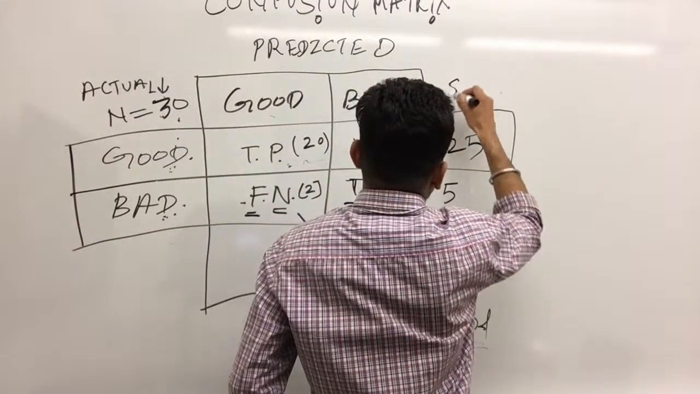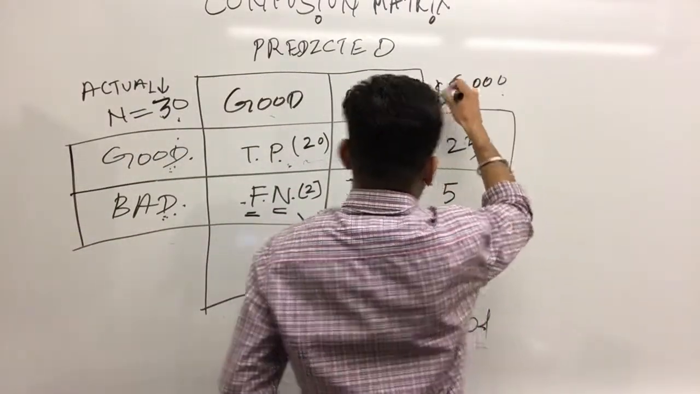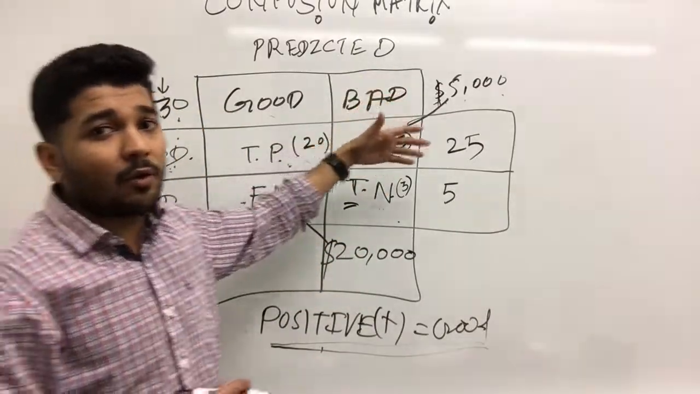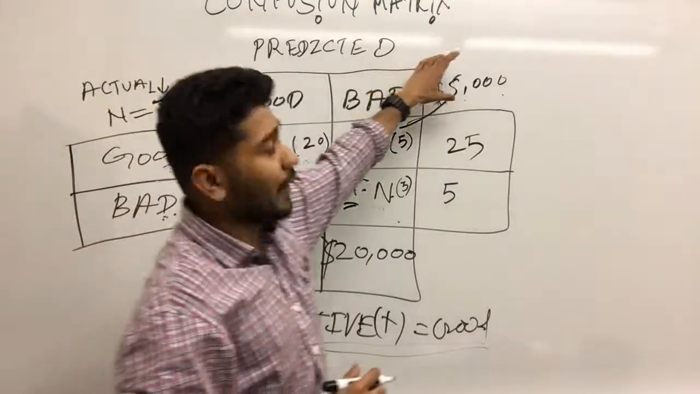Here we saw that you are losing only $5,000, because these people will pay, but you are not giving them any money, so you are not earning their interest, so you are losing $5,000 here.